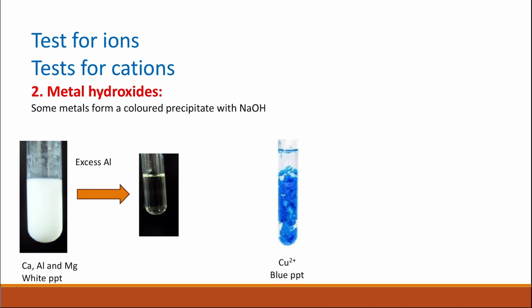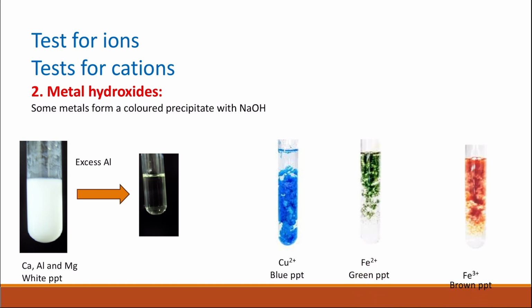Copper 2 plus ion will give you a blue precipitate with sodium hydroxide. Iron 2 plus will give you a green precipitate, and iron 3 plus will give you a brown precipitate.